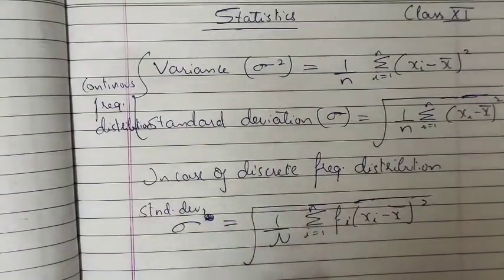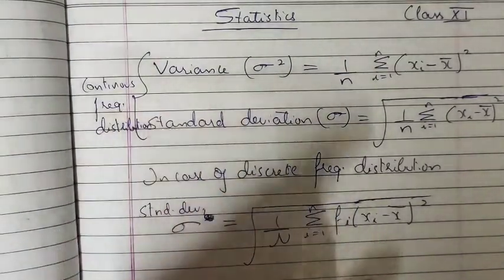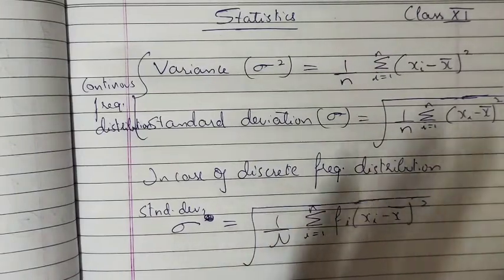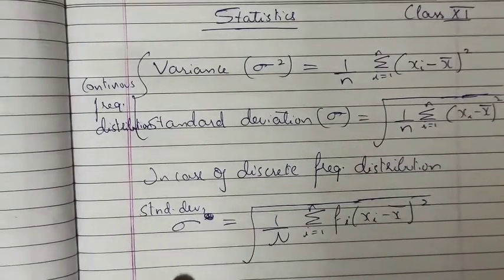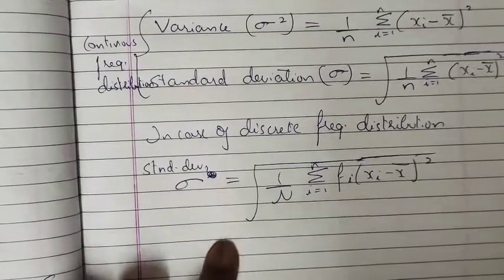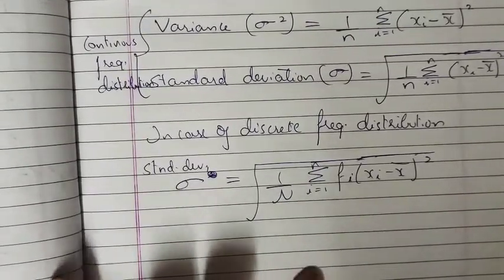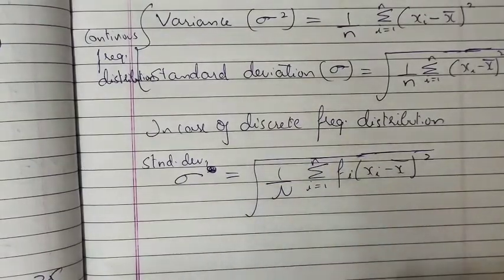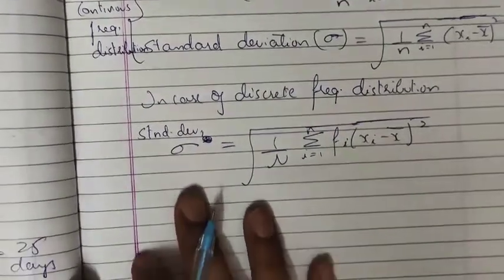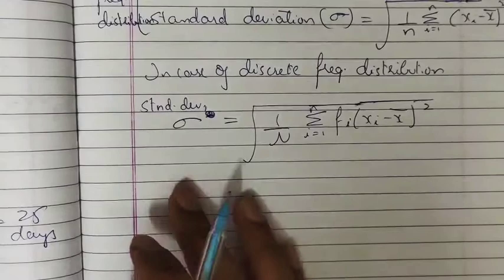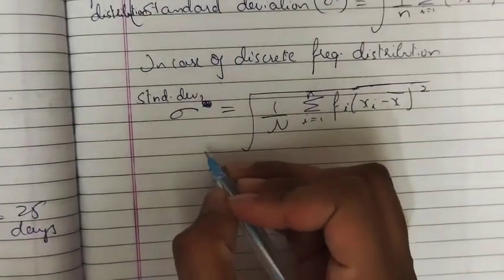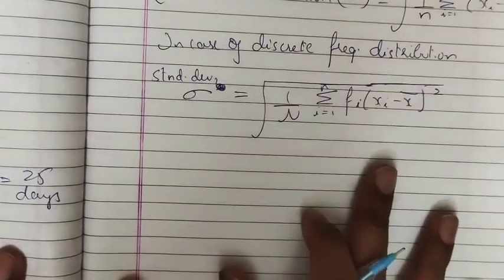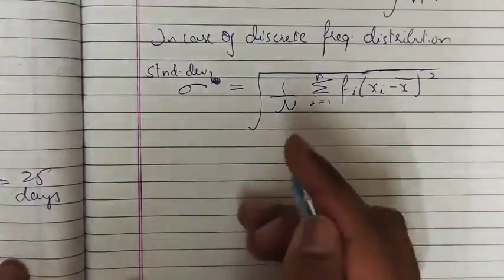So in case of a discrete frequency distribution, variance is equal to 1 upon n sigma fi xi minus x bar whole square, and standard deviation is sigma, the square root of 1 upon n sigma fi xi minus x bar whole square. And let us clear it with the help of some questions. So question number first, exercise 15.2.